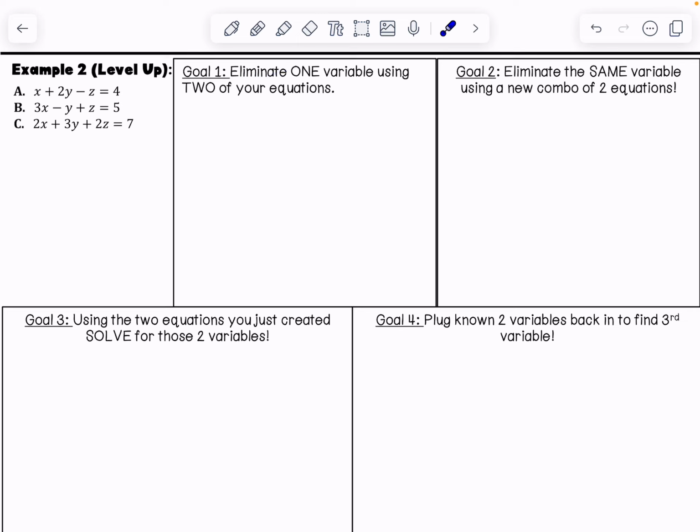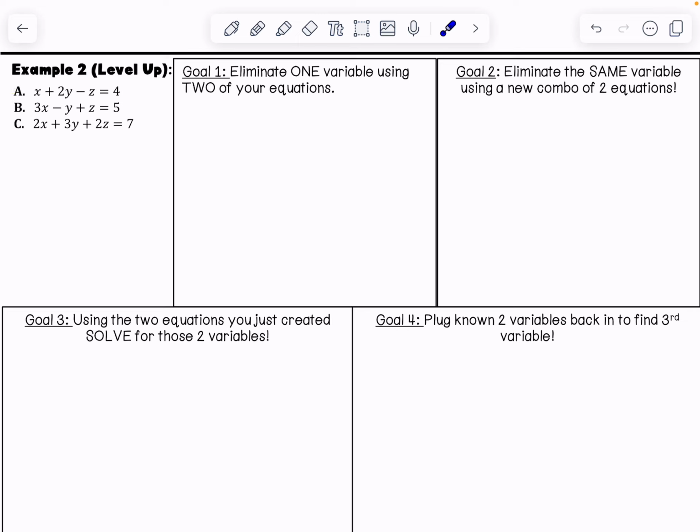I will say if you have access to a higher level technology such as a TI-84 and you understand matrices, there are some other ways to solve a three variable system. But even doing that means that you need to understand the basics here. So that's what we're looking at, the basic way of how we could go about solving this.